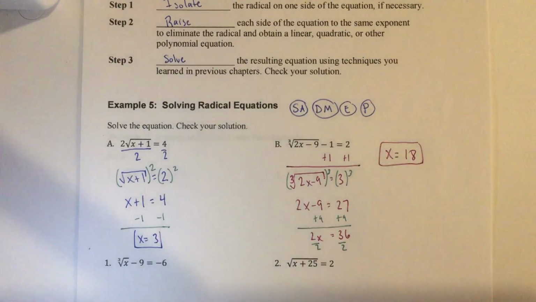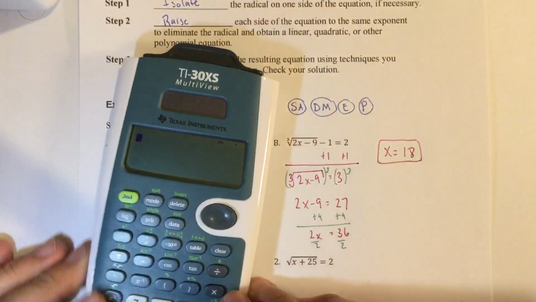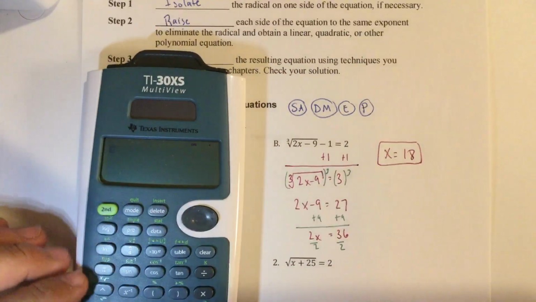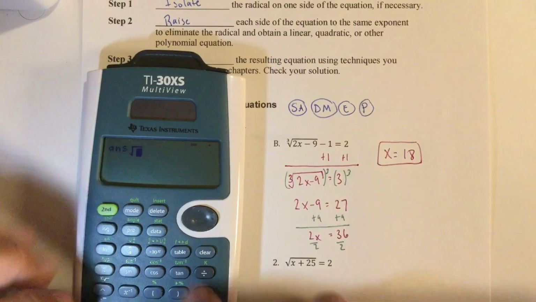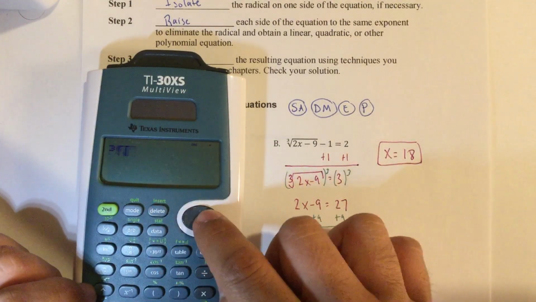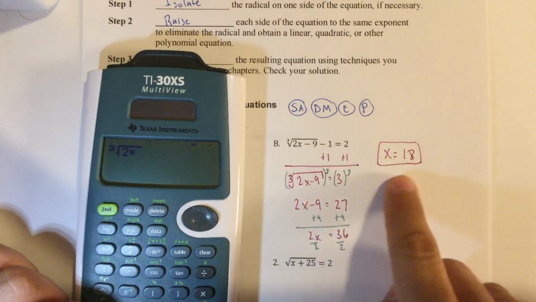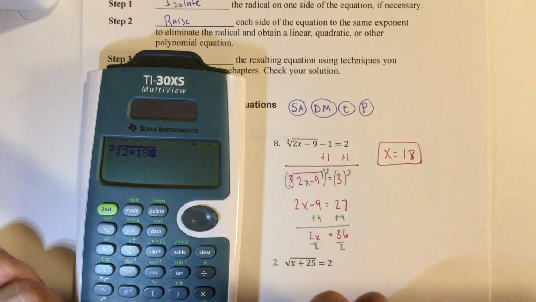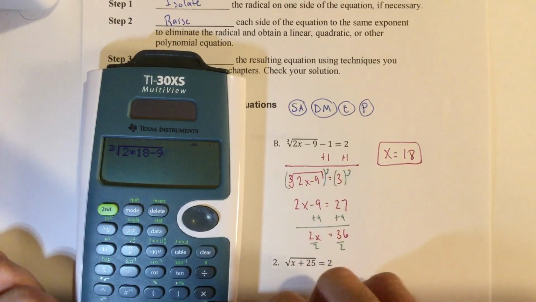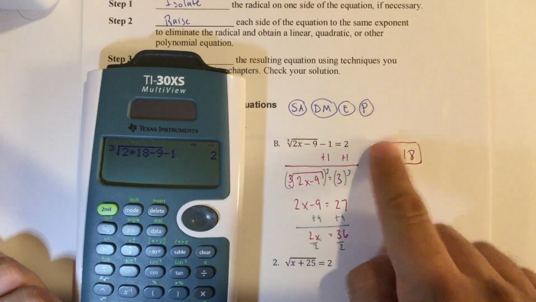And once again, we just plug this into our calculators. Let me put it over here this time. Let's see. So we have the cube root of 2 times x, which is 18, minus 9, arrow out, minus 1, and it should come out to equal 2, and you can see it does, so this answer does check out.